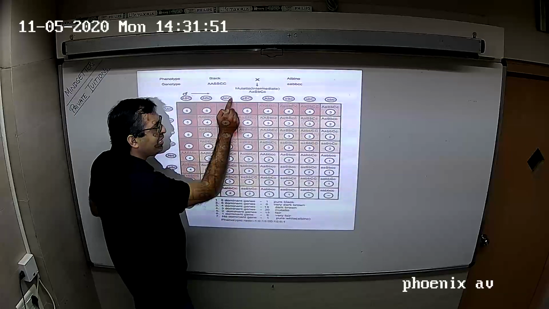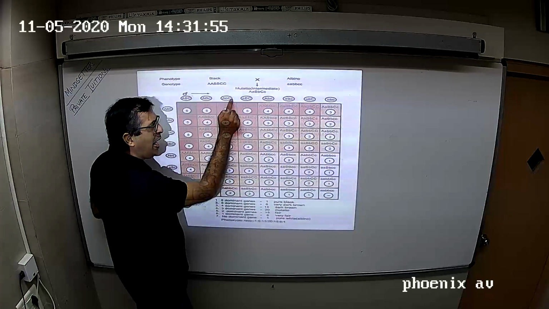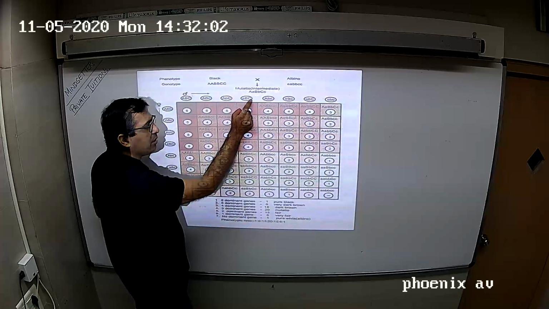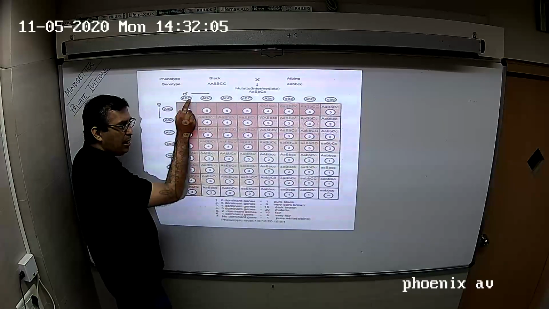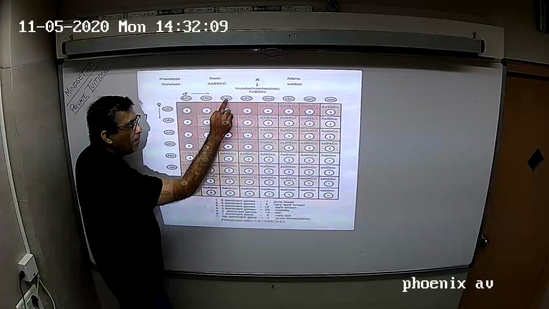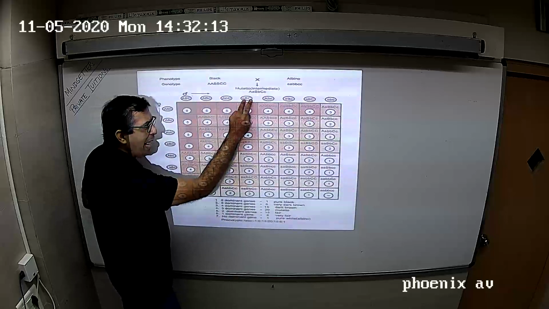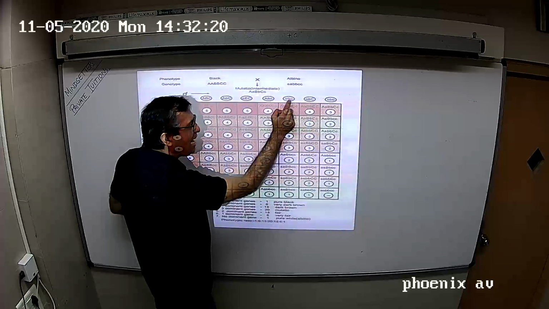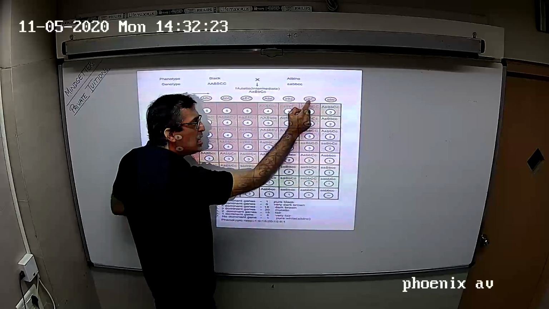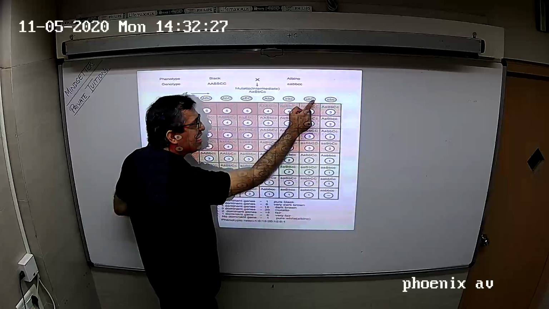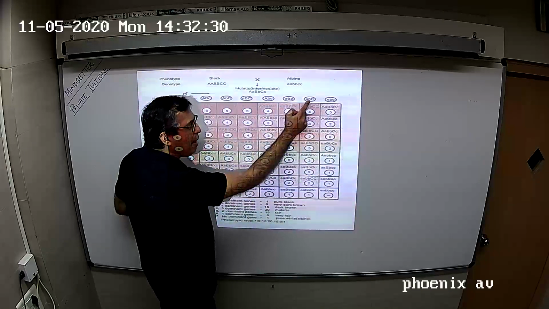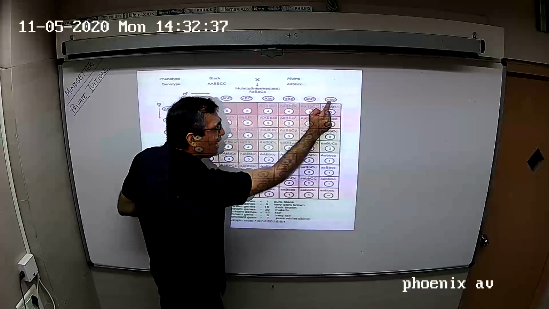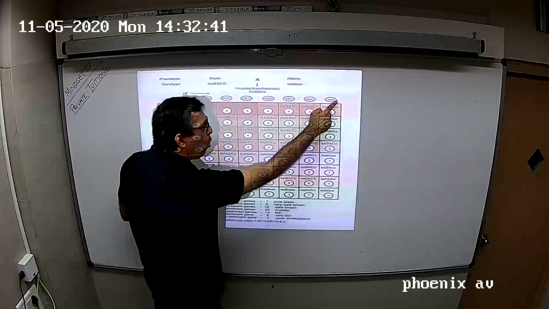Capital A, small b, capital C, only B is small, A and C are capital, 2 capitals. Small a, capital B, capital C, A is small, B and C are capital, so 2 capitals. So here ABC are capital, 3 capital, here C is small, B is small, A is small, so these are 2 capitals. Then we have capital A, small b, small c, only A is capital. Small a, capital B, small c, only B is capital. Small a, small b, capital C, only C is capital. So here these three are having only 1 capital. And here we have small a, small b, small c, that means no capitals.